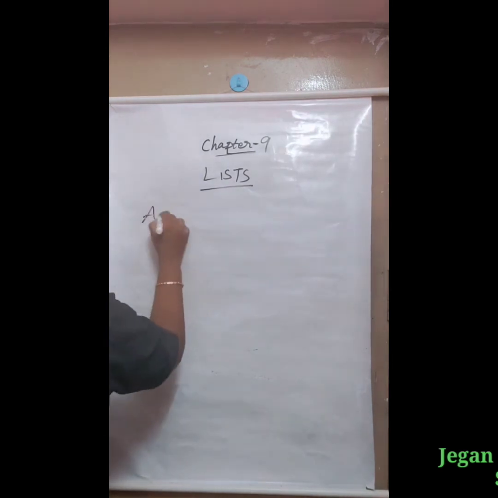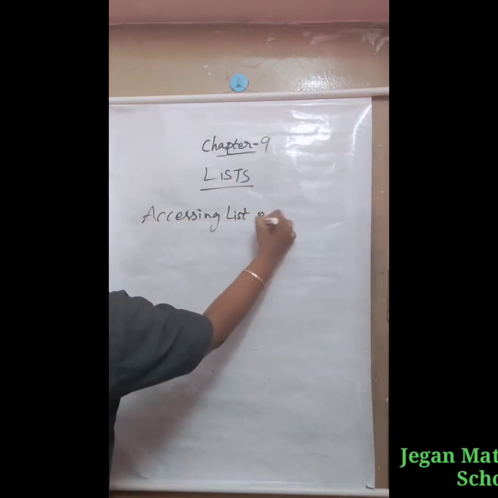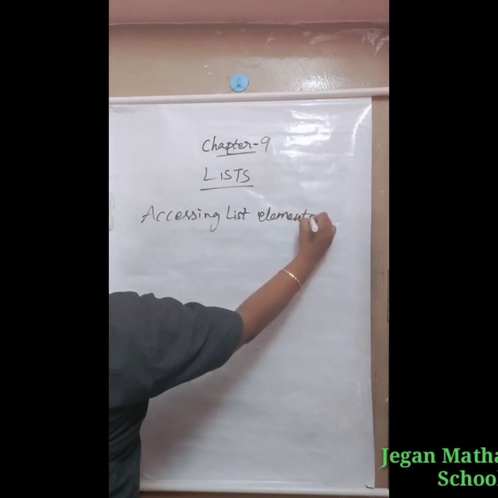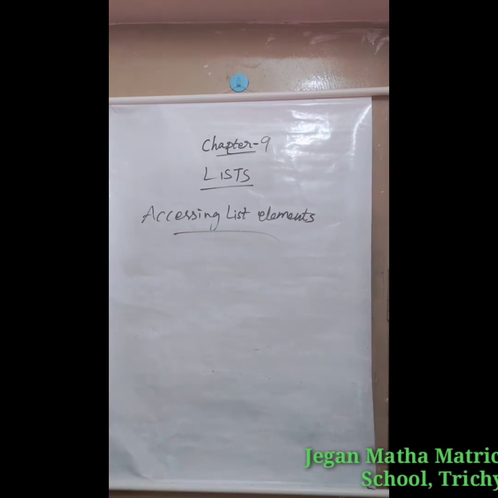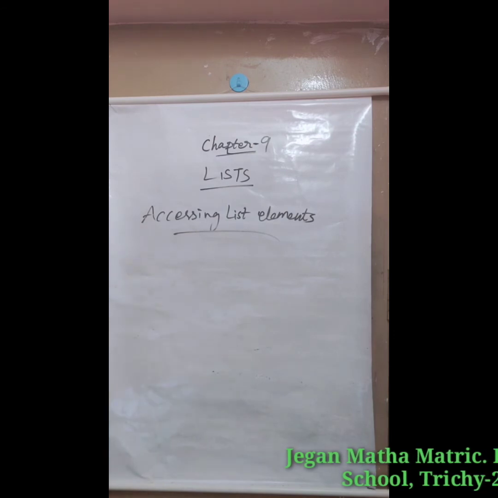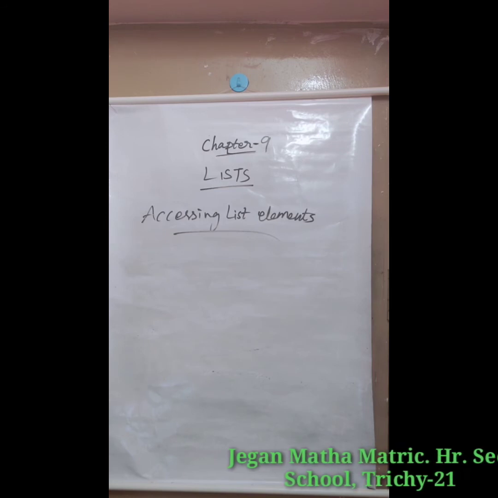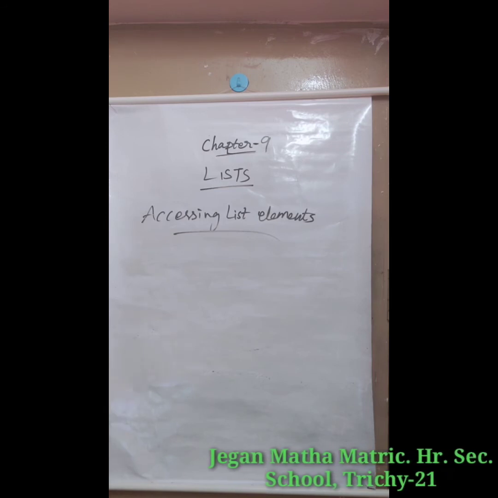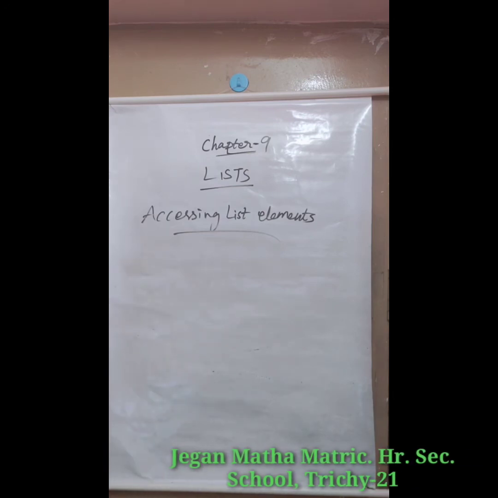Next one is accessing list elements. Here Python assigns an automatic index value for each element of the list, beginning with 0, and the index value can be used to access an element in a list. In Python, the index value is an integer which can be positive or negative. We already know that.